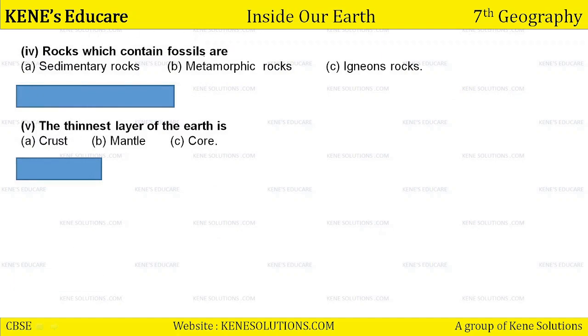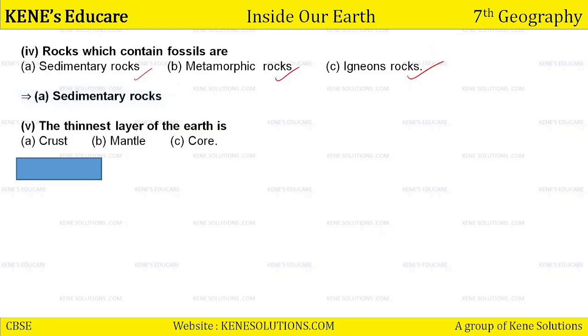फोर्थ पार्ट, रॉक्स विच कंटेन फॉसिल्स आर. जिन रॉक्स में फॉसिल्स होते हैं हम उन्हें क्या कहते हैं? सेडिमेंट्री रॉक, मेटामॉर्फिक रॉक, इग्नियस रॉक. बताइए क्या कहते हैं? सेडिमेंट्री रॉक्स. ओके, क्योंकि यही वो सेडिमेंट्स हैं जिसके अंदर कोई एक फॉसिल जम गया है, राइट? एंड इसीलिए इतनी इजीली जब कोई भी चीज वियर आउट होती है तो हमें उसके अंदर का फॉसिल मिल जाता है.